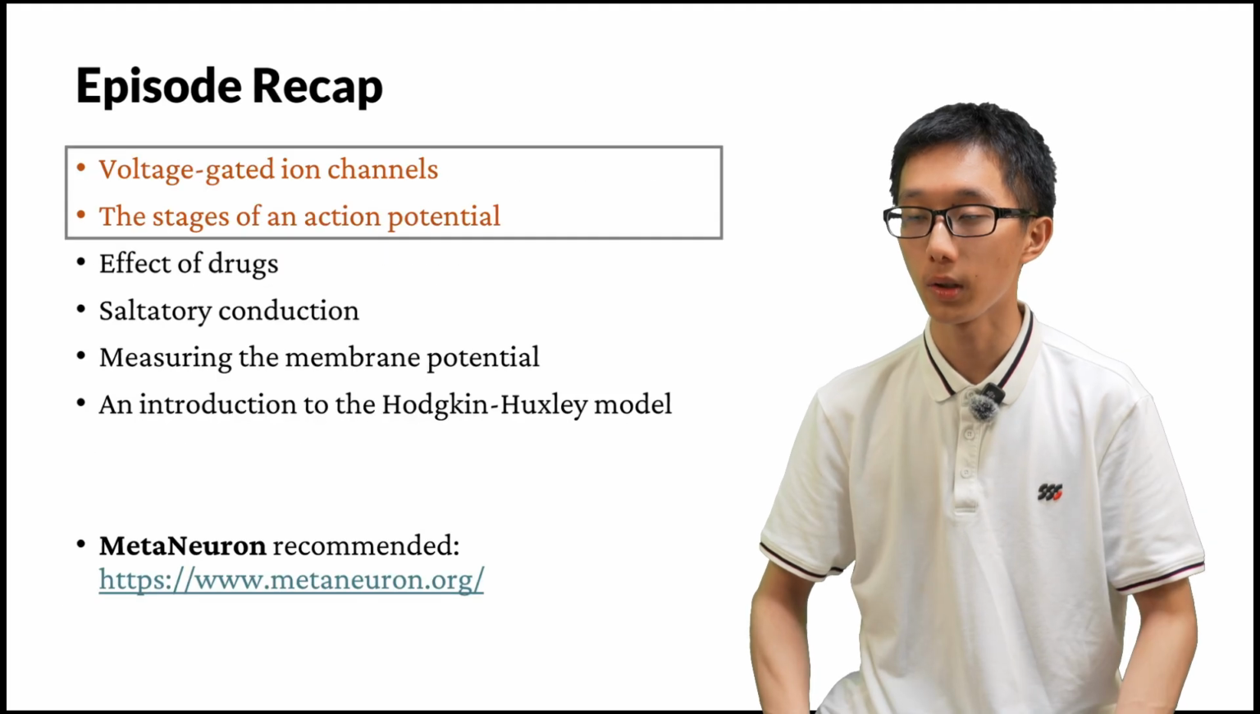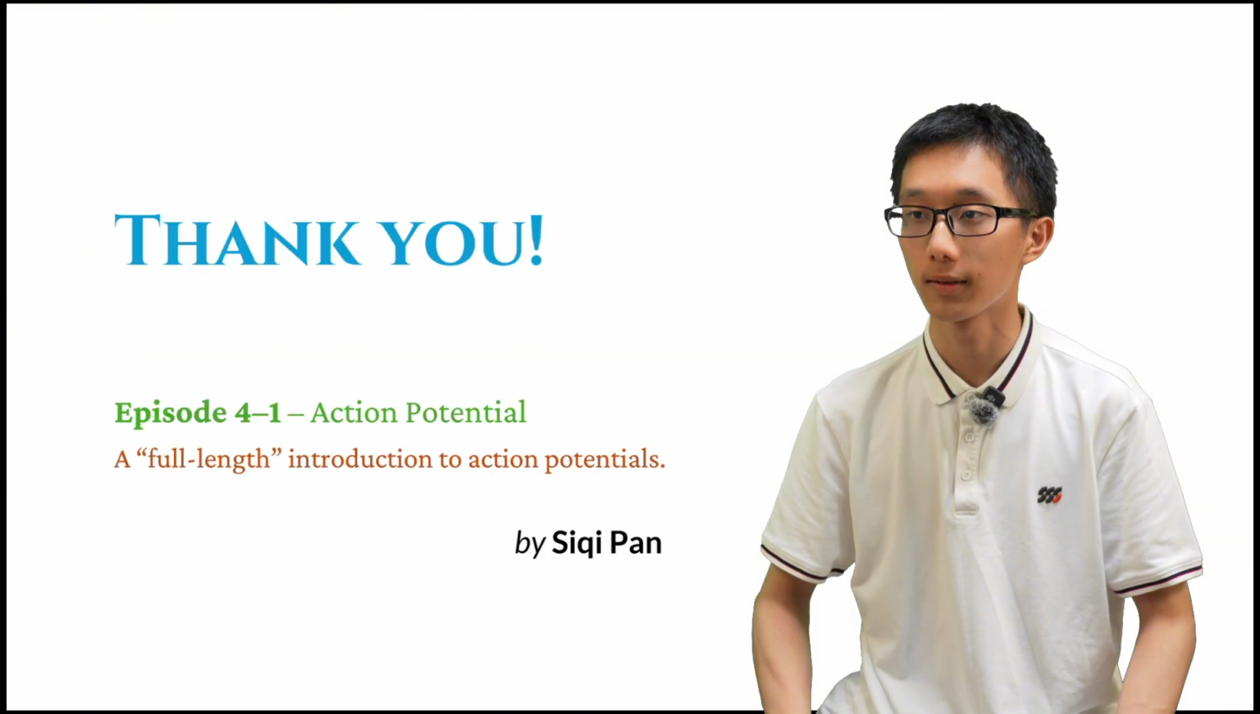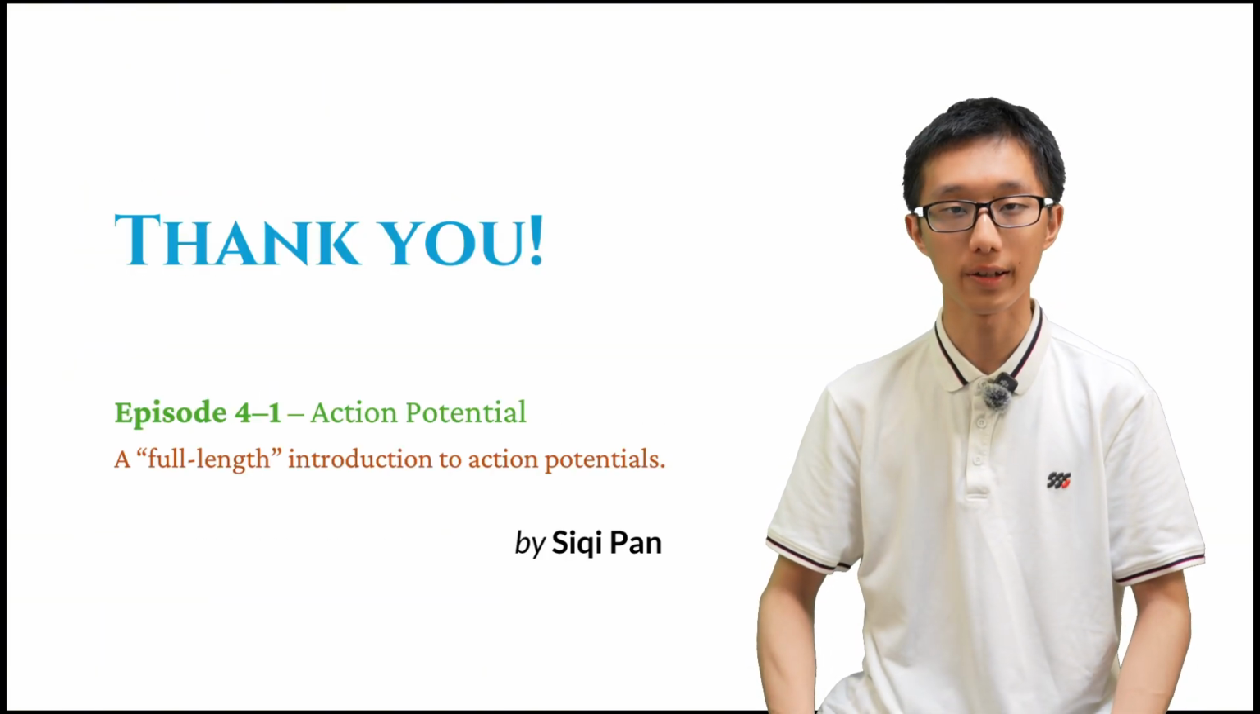In this episode, we learned about voltage-gated ion channels and took a very detailed look at the stages of an action potential. In the next episode, we are going to talk about the effect of drugs on the action potential, how the action potential propagates after its initiation, how to measure the membrane potential, and give a brief introduction to the Hodgkin-Huxley mathematical model. That is all for this period.